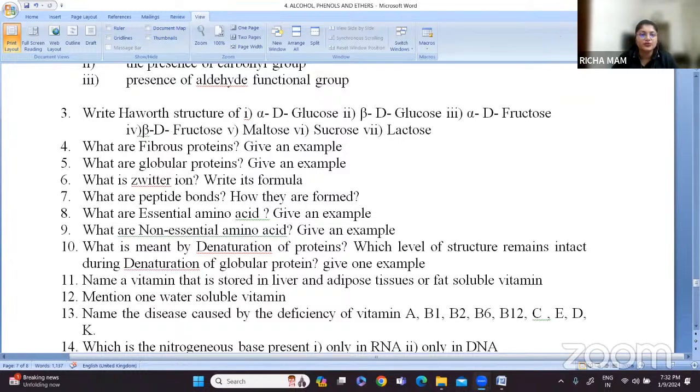Okay. So we'll move further. The next question is, what is meant by denaturation of proteins? Which level of structure remains intact during denaturation? So this is a question. What do you mean by denaturation of proteins? Very important.